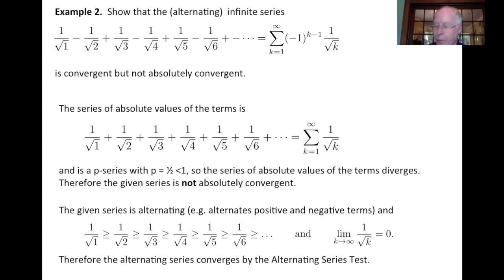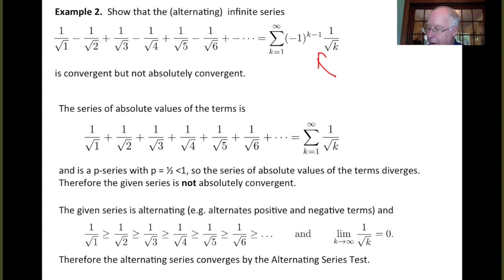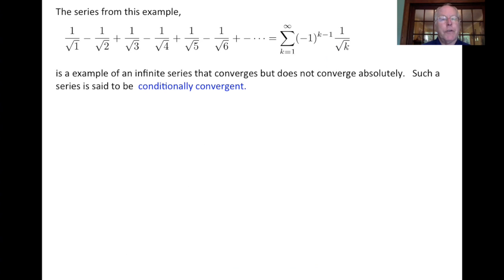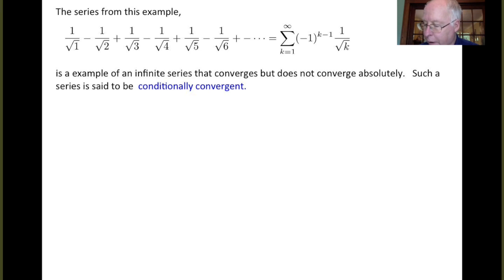Now, if we go back to the original series up here again, and we take a look at the terms, they are 1 over root 1, 1 over root 2, 1 over root 3, etc., with plus and minus signs in front. And we can see that those terms are decreasing, and the limit as k goes to infinity of those terms, 1 over root k, is 0. So therefore, by the alternating series test, this series converges. So in this example, 1 over root 1 minus 1 over root 2 plus 1 over root 3, etc. is an example of an infinite series that converges but does not converge absolutely. And we have a phrase for that. Such a series is called conditionally convergent.